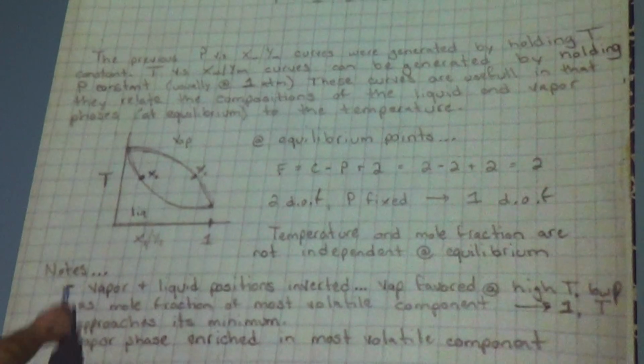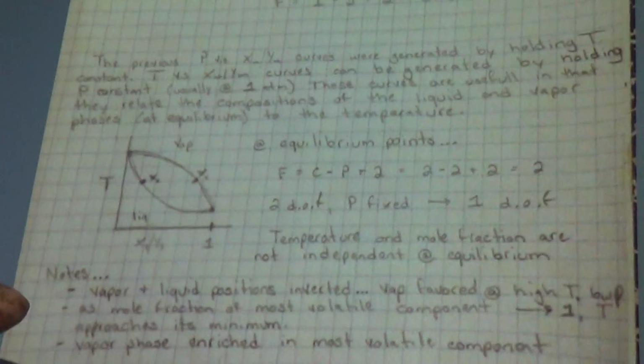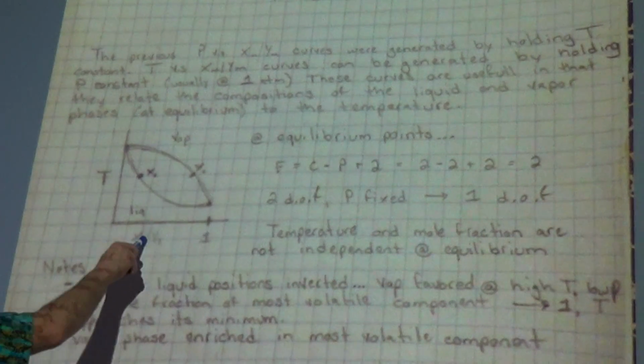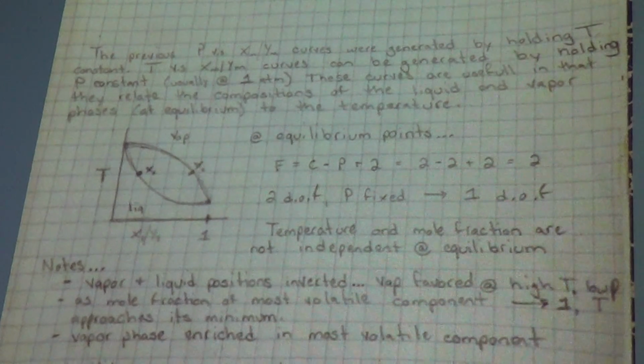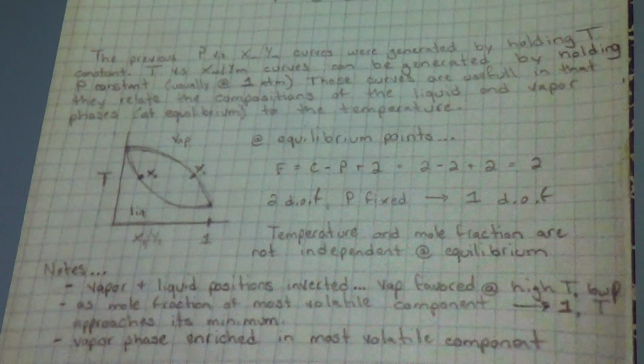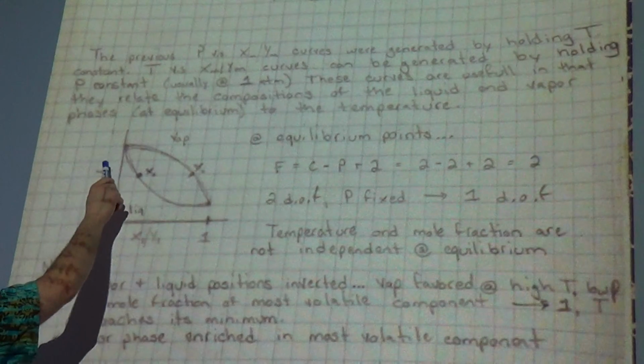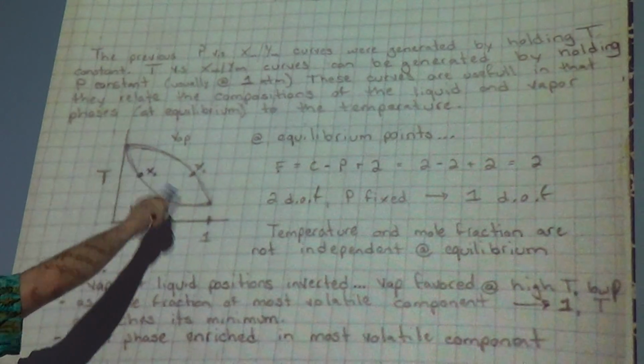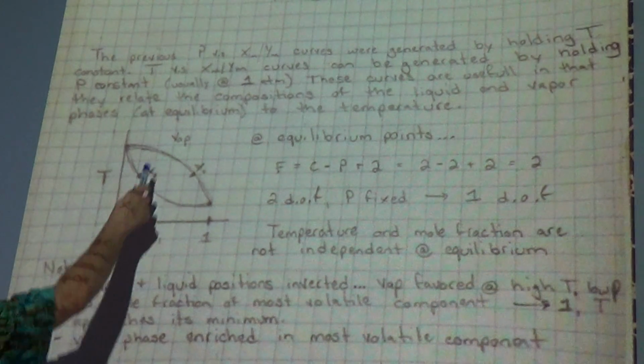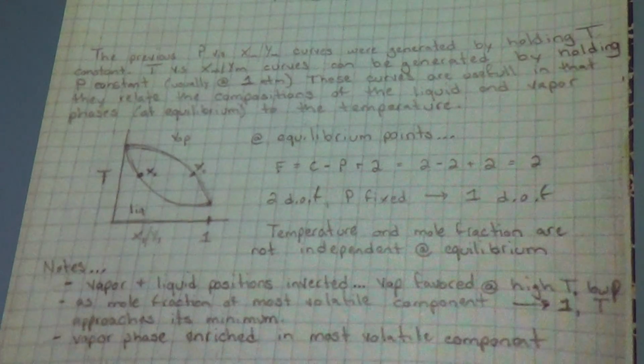And so, setting this graph up again the same way we did, where the mole fraction that we're varying was the mole fraction of the more volatile component, we see that it kind of inverts. It inverts the position of the vapor phase and the liquid phase.